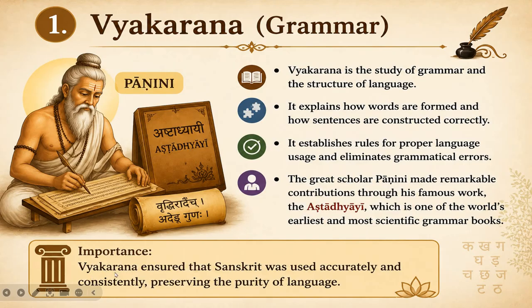So here you can see the importance of Vyakarana. It states that grammar played a vital role in preserving the purity and accuracy of the Sanskrit language, and by following well-defined grammatical rules, scholars were able to transmit the Vedas, sacred texts, and classical literature without changes in meaning or pronunciation. This ensured that knowledge remained authentic across generations.